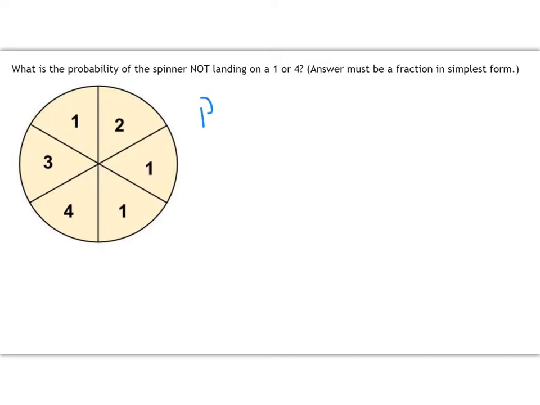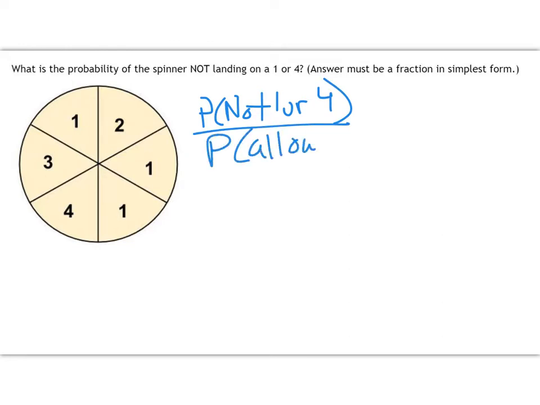So what we want to do is find the probability of not 1 or 4 over the probability of all outcomes. Not landing on 1 or 4 means that we're looking at 2 and 3. Those are the two outcomes that are not 1 or 4. So I have two outcomes out of a possible 1, 2, 3, 4, 5, 6. So the probability would be 2 over 6 of not landing on a 1 or 4.